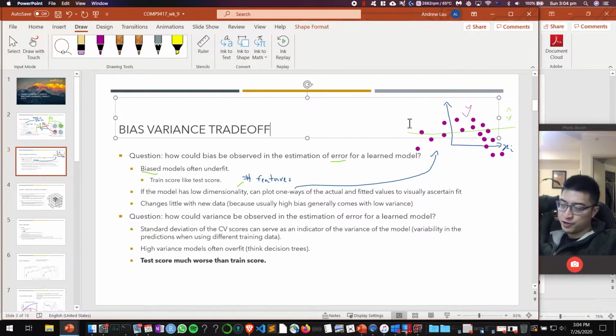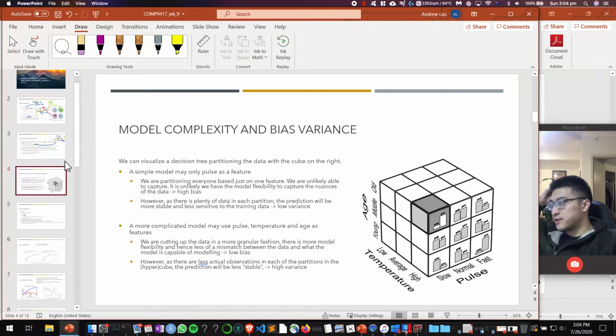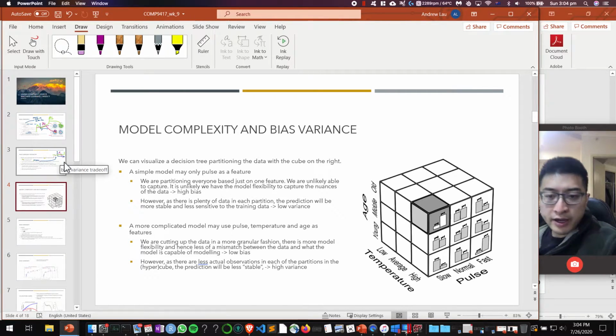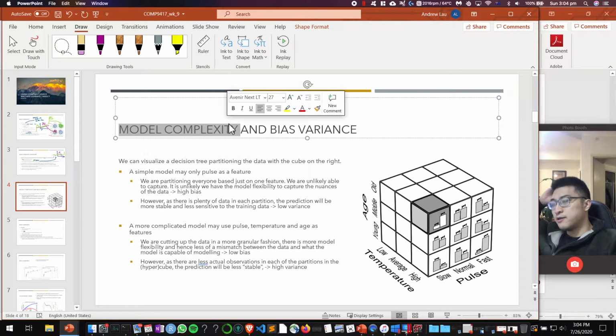Often when you increase one, you decrease the other. So when you decrease your bias, you might increase your variance, and vice versa, right? Okay. There's another way to look at the relationship between model complexity and bias variance. Bear in mind that typically, all else equal, with a more complex model, you're going to have lower bias and higher variance, right?